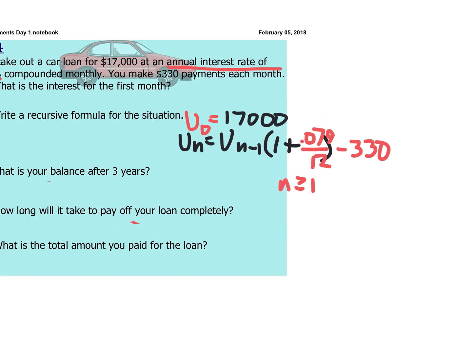All right, now you put it in the calculator, and then you figure out your balance after 3 years, and so many people go look at U sub 3. Why is that not smart? That's 3 months. If you want 3 years, it's U sub what? U sub 36. Go ahead, put that in the chart. Make sure your U sub 36 is the same as the kid next to you.